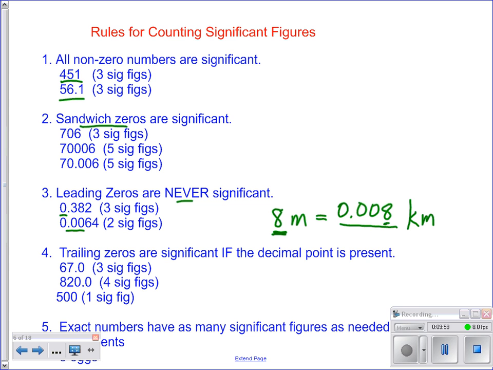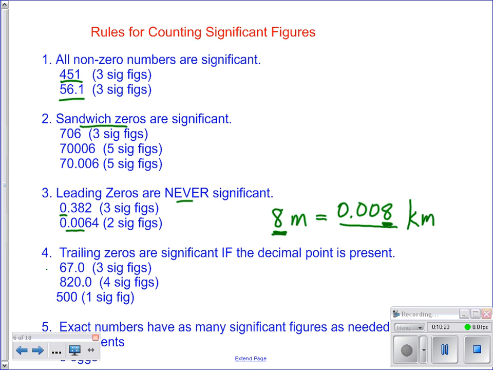There's still just one significant figure. Just because I put it into kilometers instead of meters, that doesn't suddenly give it more significance or importance. So these leading zeros are going to be insignificant. They're never significant. Okay, number 4 says that trailing zeros are significant if there's a decimal point that's present.